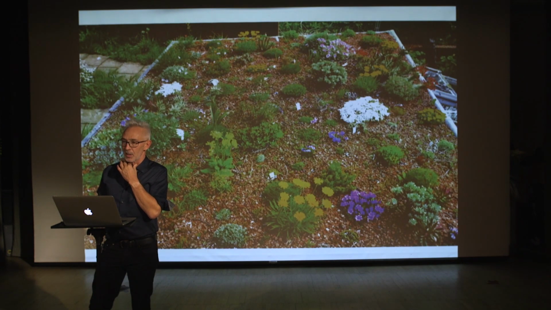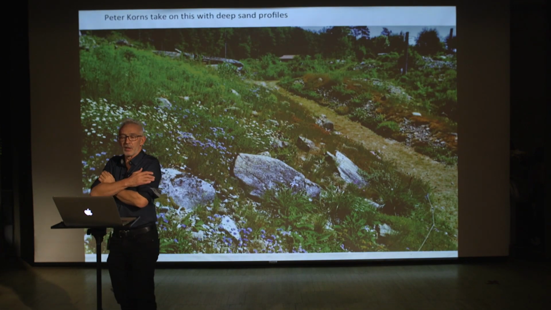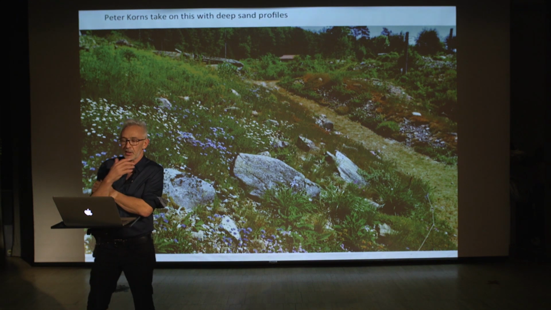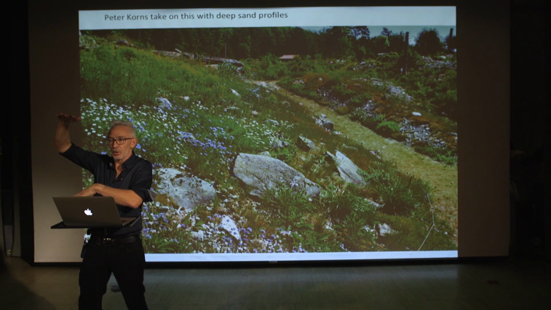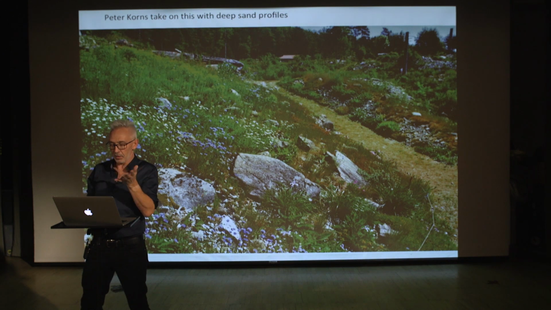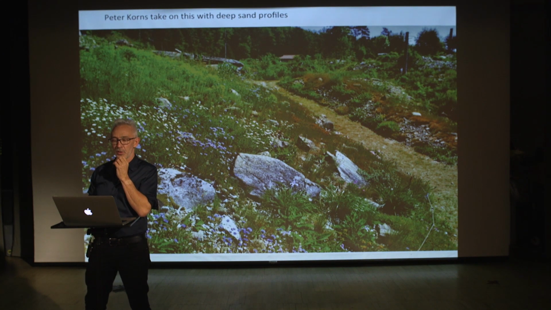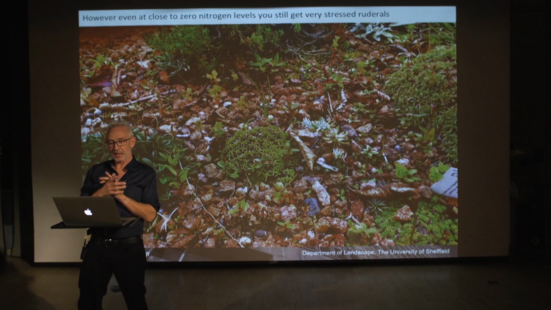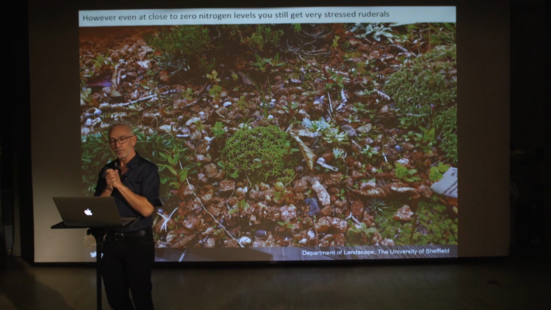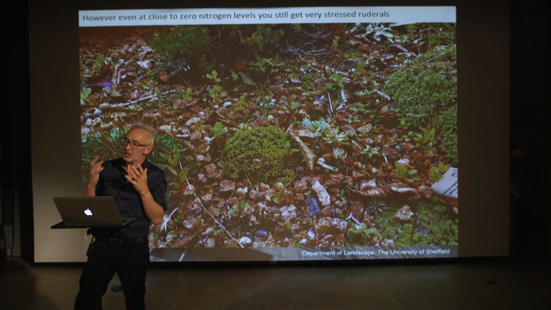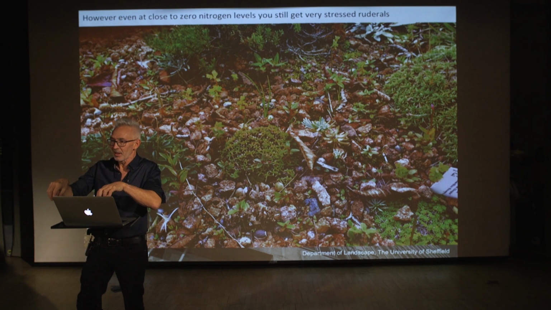In spring, it looks like that. And Peter Korn, for example, in Sweden, he's trying to do similar things, and he's using deep sand to achieve the same. So he creates extraordinary vegetation by doing this. But one of the interesting things is that even at close to zero nitrogen levels, you still get very stressed ruderal weeds in the system.